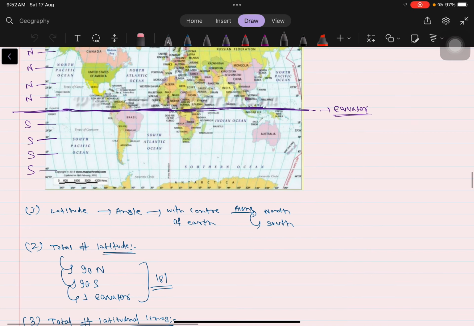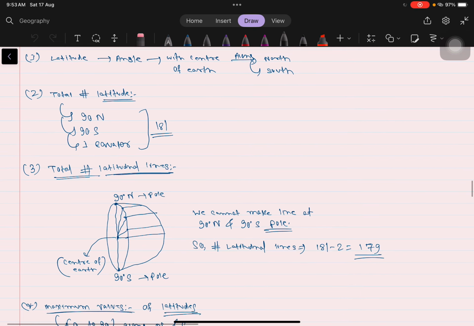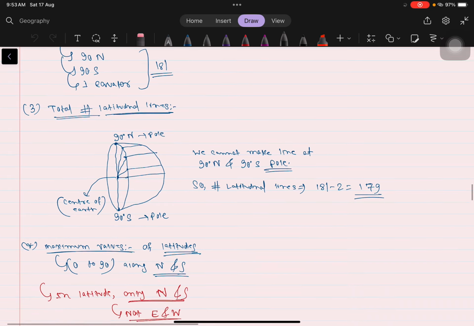Now talking about the total number of latitudes, it is 1 to 90 in north, 1 to 90 in south, and 0 degree at the equator. So total 90 plus 90 plus 1 equals 181 latitudes. Now talking about the latitudinal lines at both the poles, north and south poles, we cannot make the latitudinal line. So it's total 181 minus 2, that is 179 latitudinal lines.